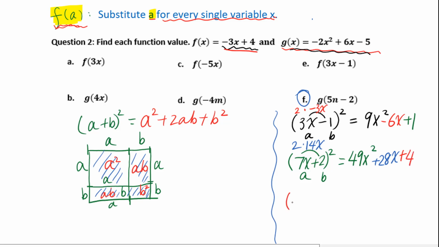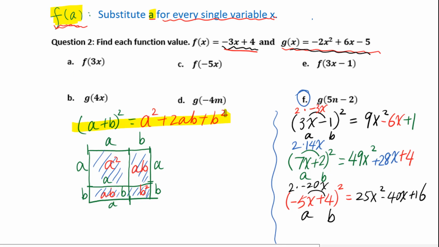One more. Let's do negative 5x plus 4 squared. Think, this is a, this is b. A squared will be 25x squared. This multiplied, you will get negative 20x. Then times 2, you will get negative 40x. Then 4 squared will be 16. Try to remember this formula.